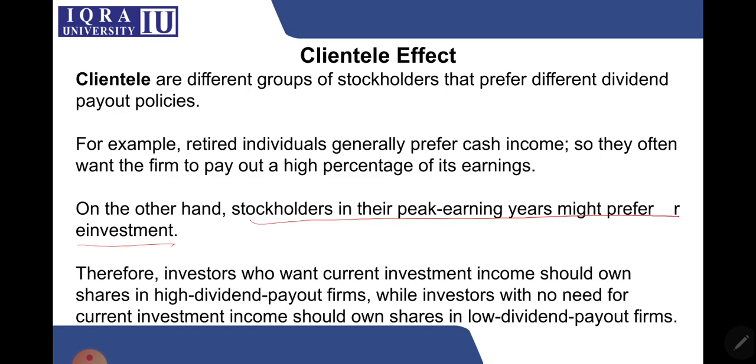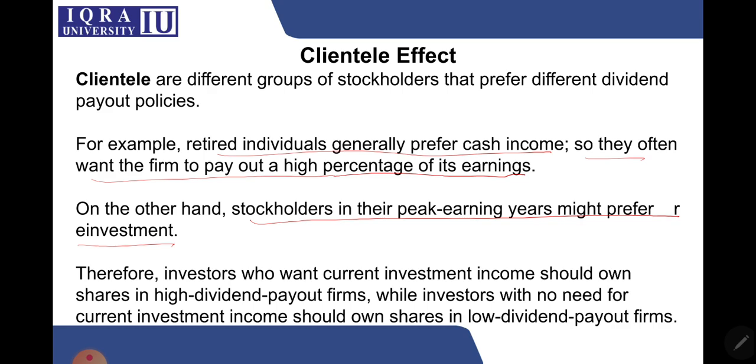So retired individuals generally would prefer cash income, so they often want the firm to pay out a high percentage of its earnings. So they would go for those businesses that they already know give high payouts. So therefore investors who want current investment income should own shares in high dividend payout firms, while investors with no need for current investment income should own shares in low dividend payout firms.